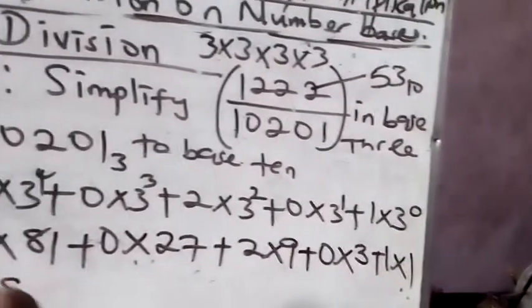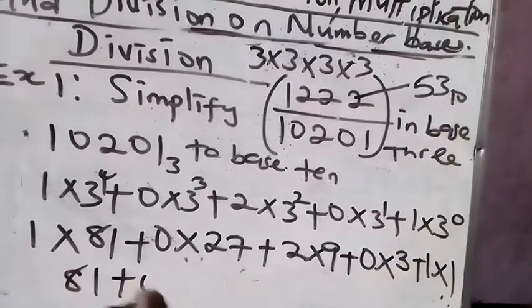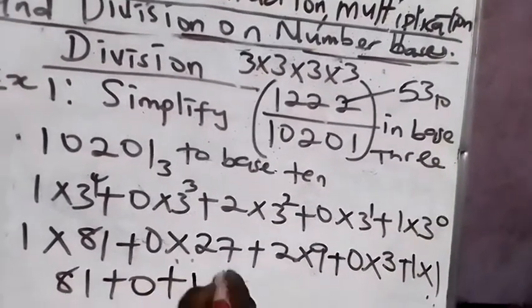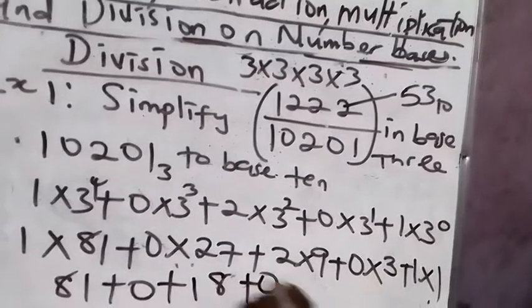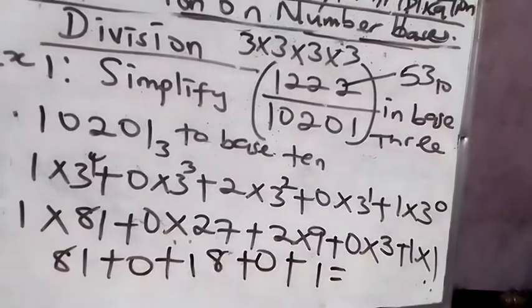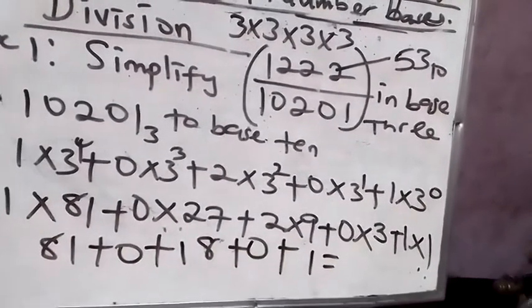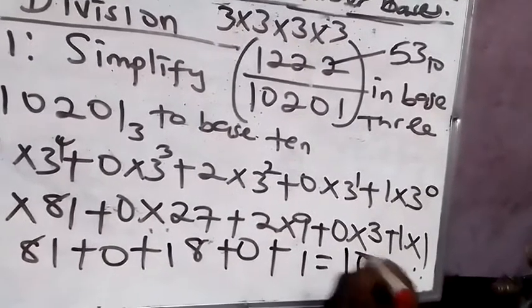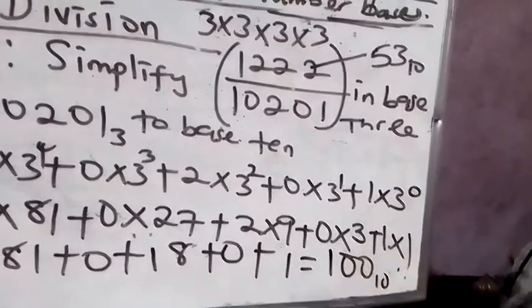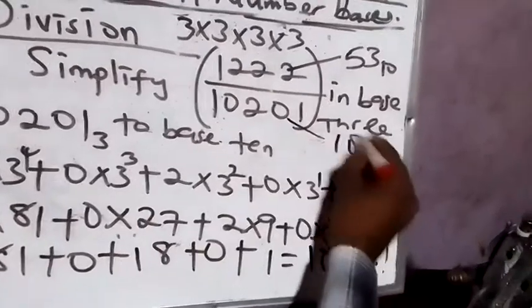1 times 81, 81. Plus 0 times 27, 0. 2 times 9, 18. Plus 0 times 3, 0. Plus 1 times 1, 1. So if you add all of these things together, we're going to have 100. 100 base 10. So this one gives us 100 base 10.